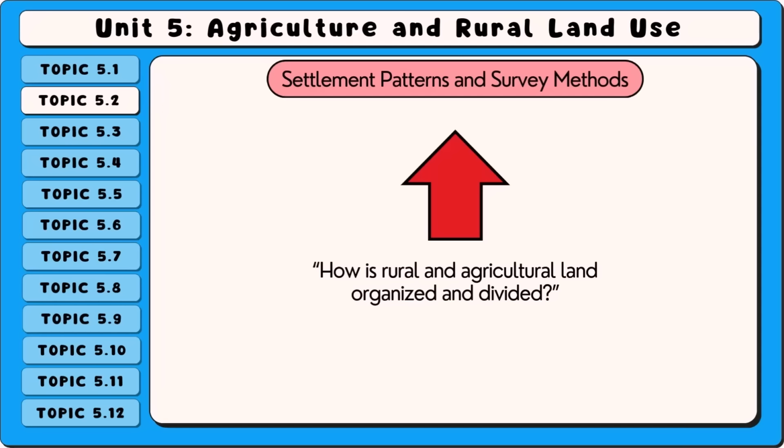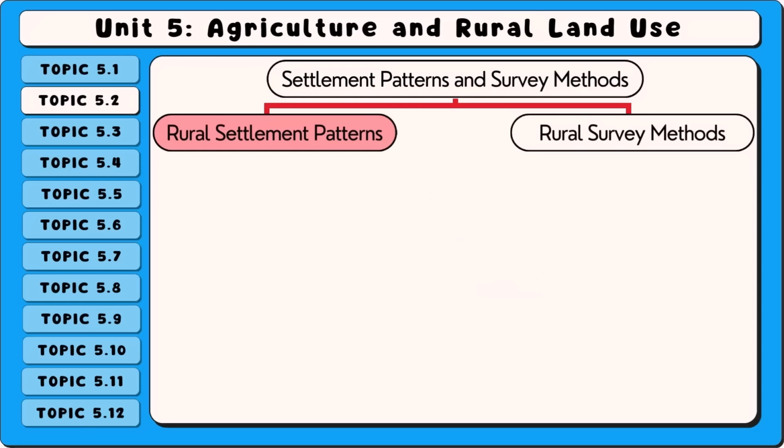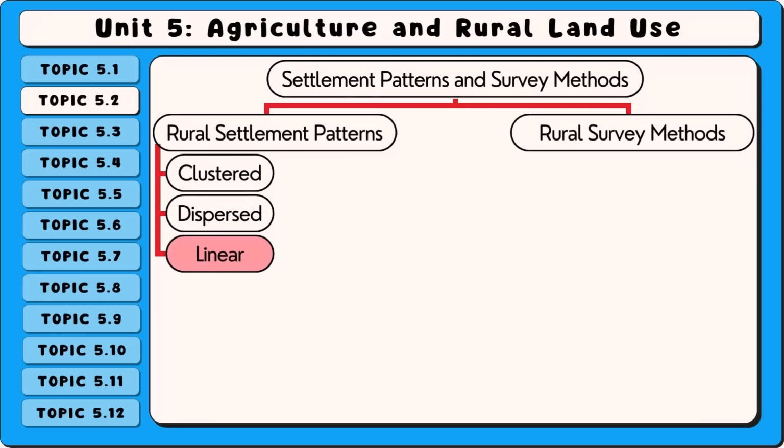In this lesson, we will explore how rural and agricultural land is organized and divided. First, we'll study types of rural settlement patterns. Second, we'll explore the different survey methods used to divide rural land. In this section, we will look at three main types of rural settlement patterns: clustered, dispersed, and linear.